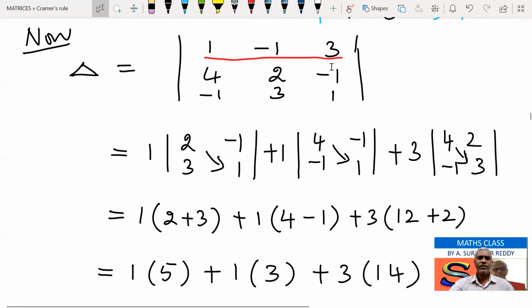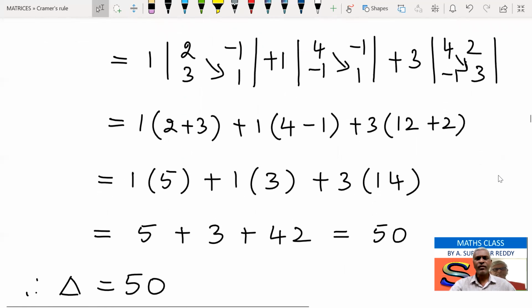So except those numbers which are below, take the remaining 4 numbers and simplify. So this is 2 into 1, just like cross multiplication, AD minus BC. 2 1s are 2, minus 3 into -1, -3. That minus and this middle minus will become minus into minus plus.